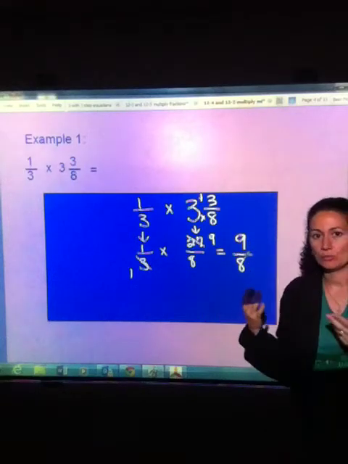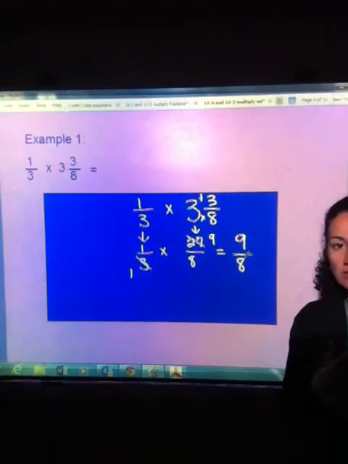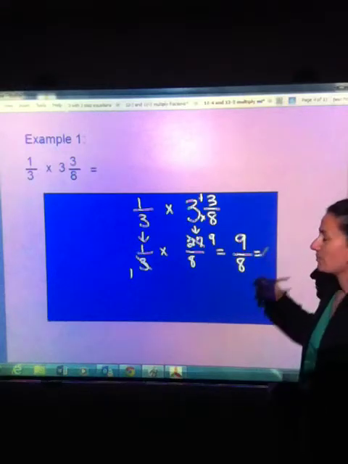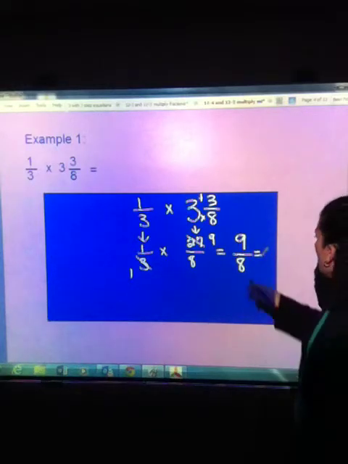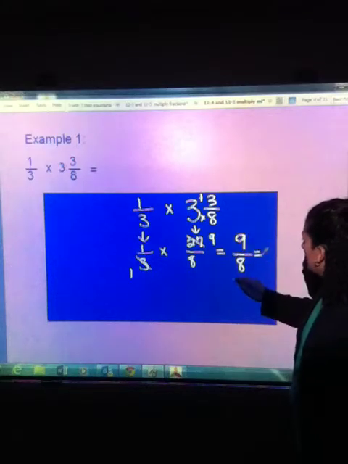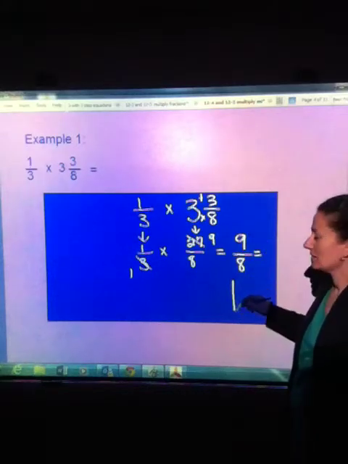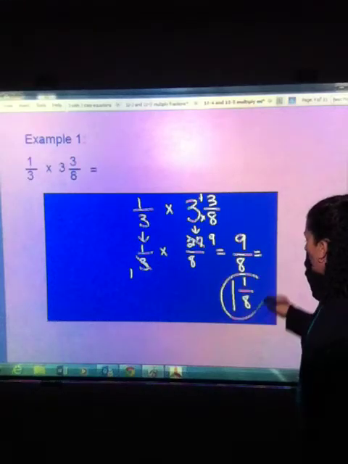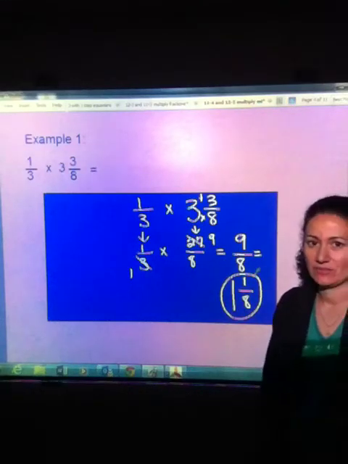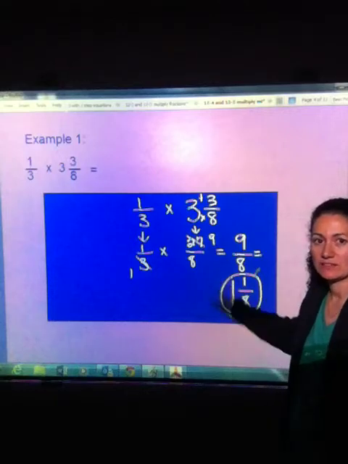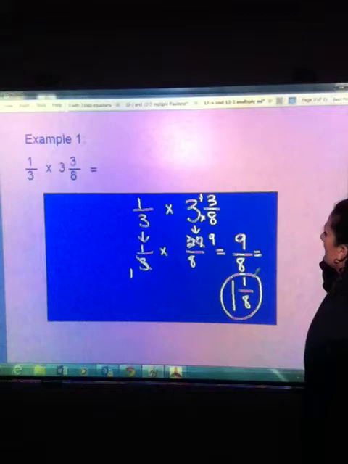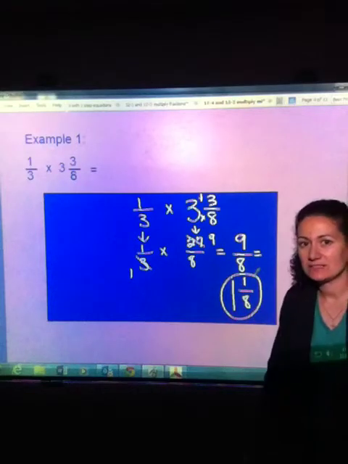And my answer will often give me an improper fraction when multiplying mixed numbers. So I divide to turn them back into a mixed number. 8 goes into 9 1 whole time with 1/8 left over. So my answer is 1 1/8. I'm sure you could follow that division in your head. If not, you write it out. Make sure you're copying these examples.